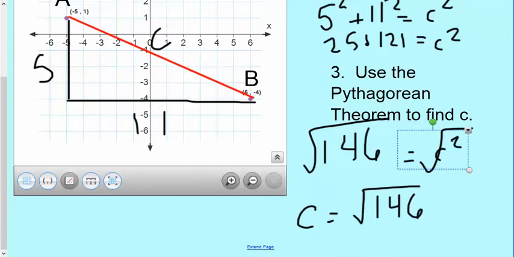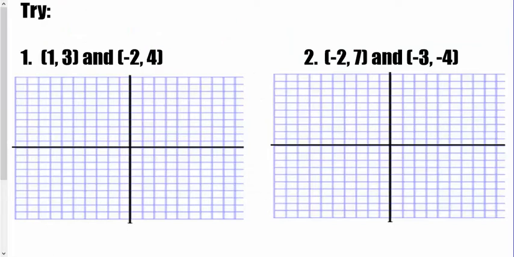Okay? Now I'm going to have you pause the video right here, try these two on your own, and when you come back, you will have the answers. For your first one, you should have gotten that the distance was the square root of 10, and for the second one, the square root of 122. If you got those answers, feel free to move on. If not, make sure to watch the explanation.